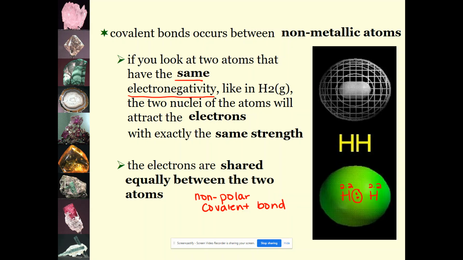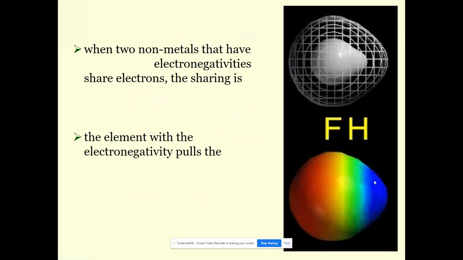The word polar means there are opposite ends. There's no opposite ends here. The electrons are moving around very symmetrically, so they're going to spend equal time around each hydrogen. So the electron cloud that forms from the sharing of electrons is symmetrical. I'll show you on the next slide how it can look different when they're not sharing equally, when they don't have the same electronegativity. When they don't have the same electronegativity, this is what it looks like.